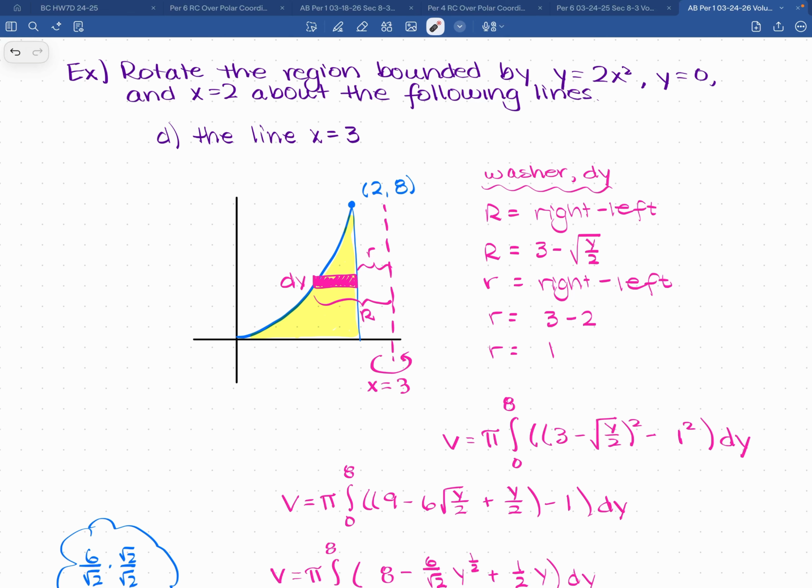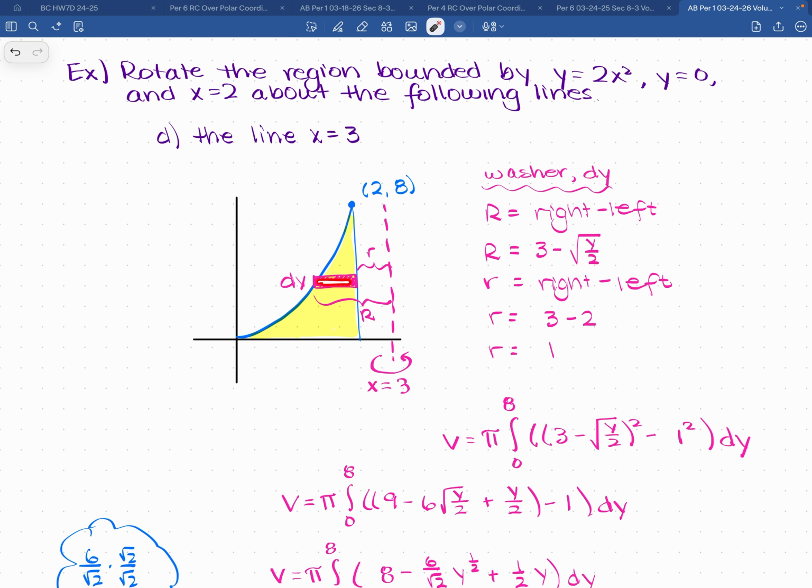Okie dokie, final example. Here we go. This time we are taking that same yellow region, but we are rotating it about the line x equals 3. And that's a vertical line, so your representative rectangle will go perpendicular to that, which means it goes horizontally, which means this is going to be a dy problem because the thickness of the rectangle is along the y-axis.